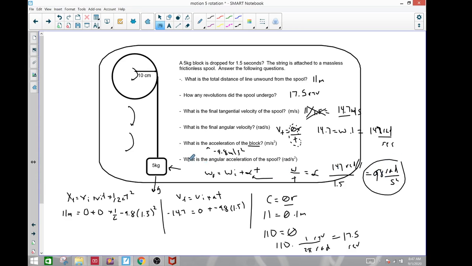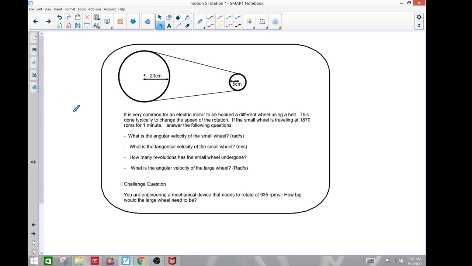Interesting question. Let's do another one. Now, I like this problem because it's a really common industrial type problem. You've got motors, pulleys, things turning around at certain rates. It's very common for an electric motor to be hooked up to a different wheel using a belt. This is done typically to change the speed of rotation.